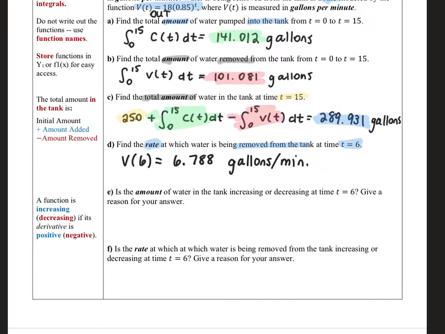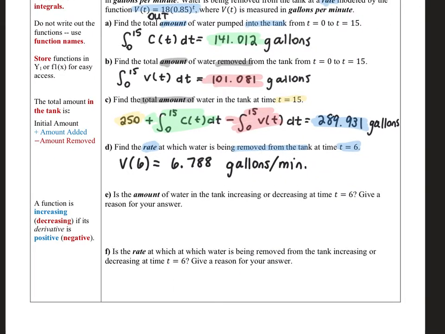In part E, I'm asked if the amount of water in the tank is increasing or decreasing at t equals 6. And what I know is that a function is increasing if its derivative is positive and decreasing if its derivative is negative. So if I want to know if that amount is increasing or decreasing, I need to look at its derivative and see if I get positive or negative. So these rates that I'm given in the original problem, that C of t and V of t, because they're rates, they are the first derivative. They are the derivative of the amount. So I'm just going to look at C of 6 and V of 6.